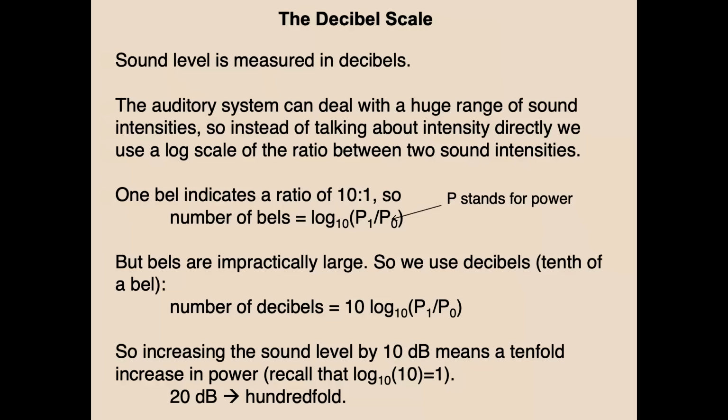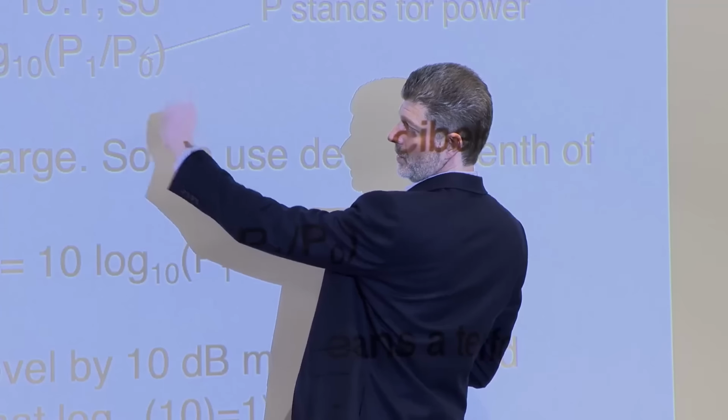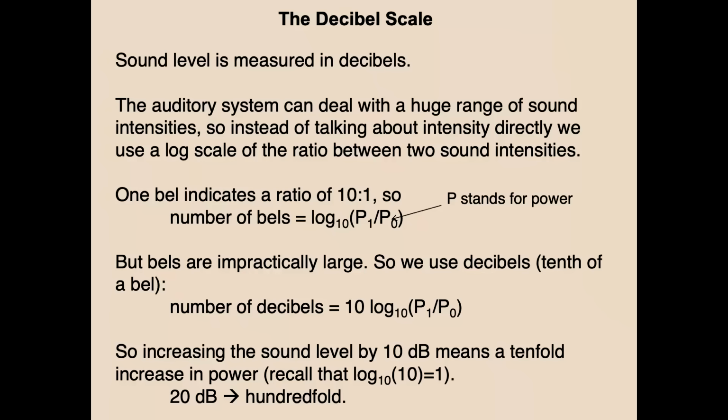Okay. So a bell is defined as a ratio of 10 to 1. So if you want to know the number of bells that differentiate two sounds, one having pressure P1 and the other having pressure P0, you take the log to the base 10 of their ratio. Okay. So it turns out that bells are impractically large, so a lot of the differences that actually matter in sound are smaller than that. And so we use the decibel scale instead. So a decibel is a tenth of a bell. And so the number of decibels by which two sounds are different with pressures P1 and P2 is 10 times the log 10 of that ratio.